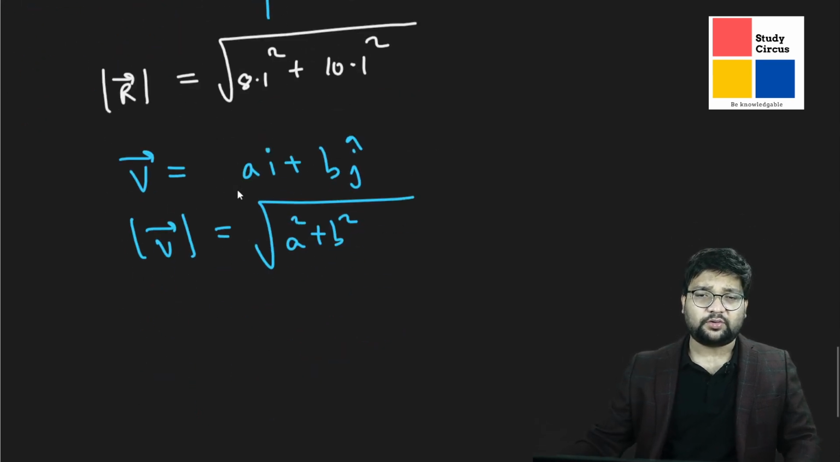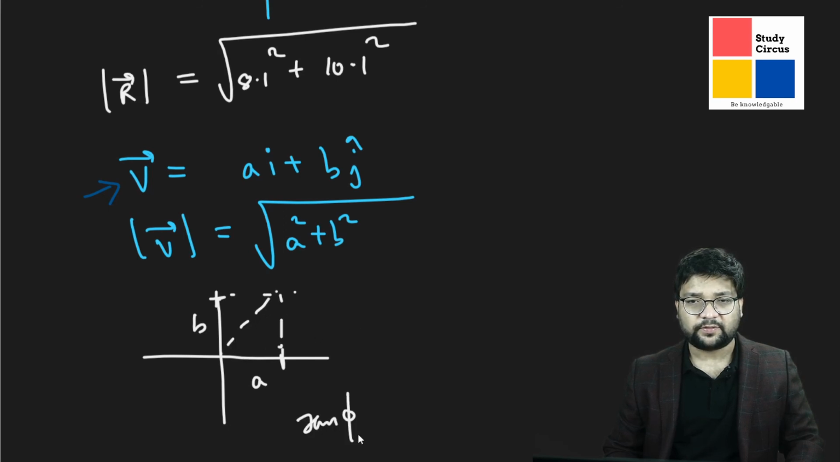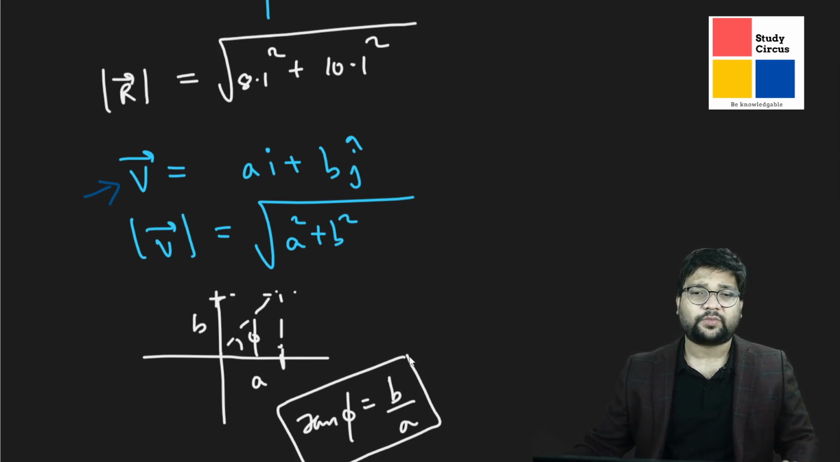So if you have to find it for any random vector in general terms, for a vector v equal to a i plus b j, it is a along x and b along y. So the direction from the x-axis, if this is phi, tan phi is equal to b upon a, the y component upon the x component. Fine.